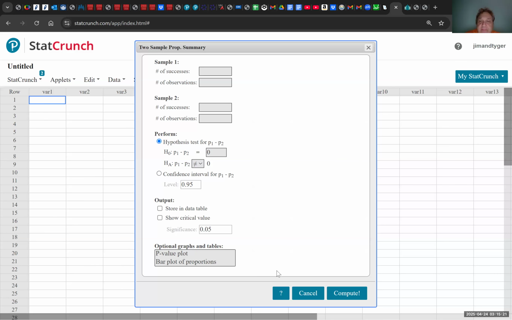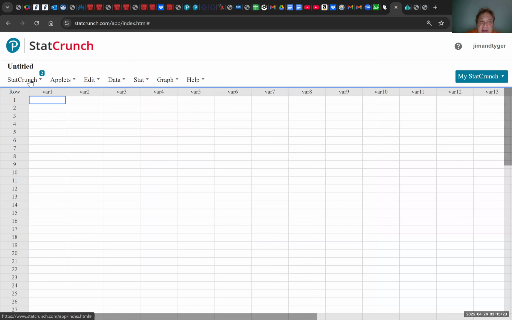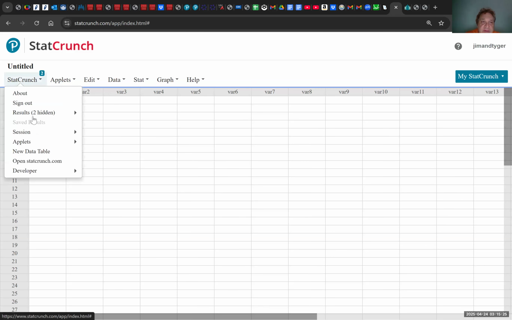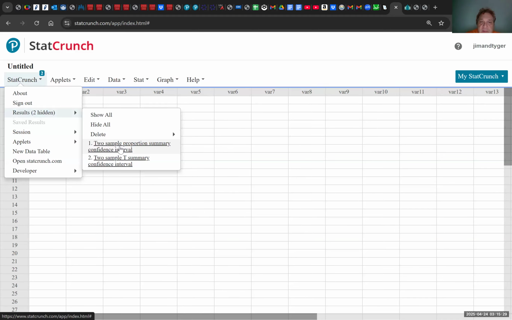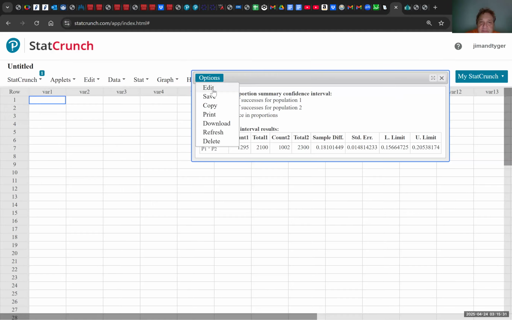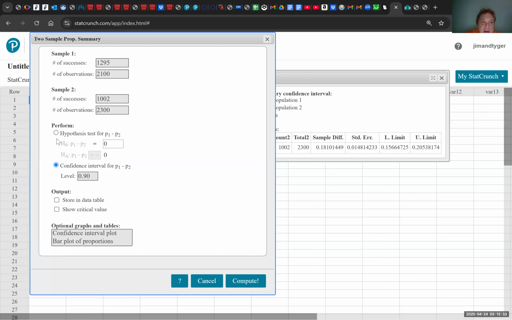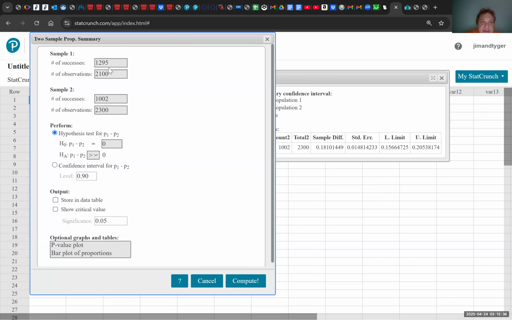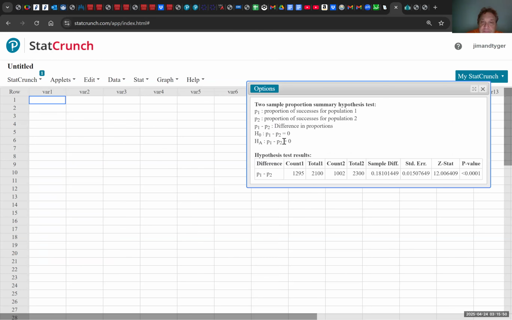Like I said, I actually did this already, just to save me time typing in all the stuff. So I'm going to go to my 2 sample proportion, and I'll just edit this. And so I'm going to be doing a hypothesis test. Here's all the numbers that I typed in. We have P1 minus P2 is equal to 0. That was our null hypothesis. And P1 minus P2 is greater than 0. So we had a greater than for our alternative hypothesis. And then we're going to hit compute.